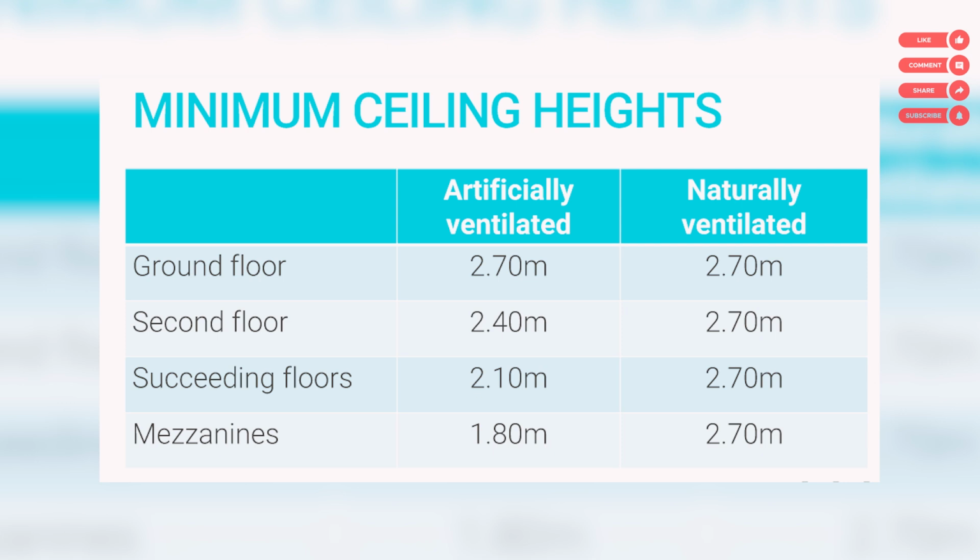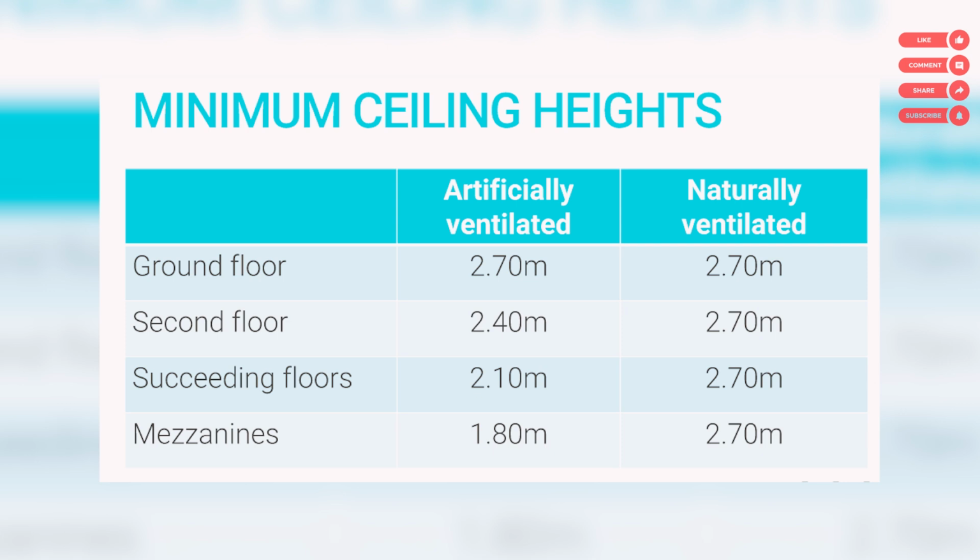Paano pag naturally ventilated building? Ground level 2.7, second level 2.7, succeeding levels 2.7, so 2.7 everything, except mezzanine 1.8. So that's how you answer that question. Okay? Looking at this table alone, you might think that the ground level is 2.7 all the time. Okay, kasi nakalagay naman, pag artificially ventilated, 2.7. Pag naturally ventilated, 2.7. So mukhang safe answer yung 2.7. Whatever happens, it's 2.7 for the ground level, right?